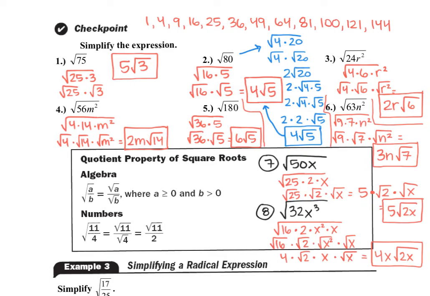Okay, so I wanted you just to see a couple examples where the variable might have had an exponent other than 2. All right, the last property we're going to look at today is the quotient property of square roots, and it's very similar to the product property. It just says that if you have a quotient, you can split it into the square root of the numerator divided by the square root of the denominator. And you see a couple examples there, and we'll look at a couple more examples here in just a second.